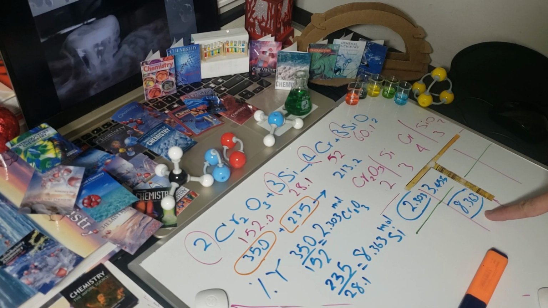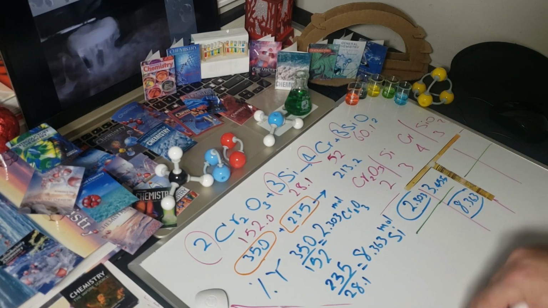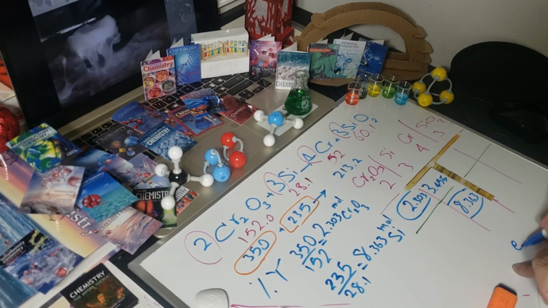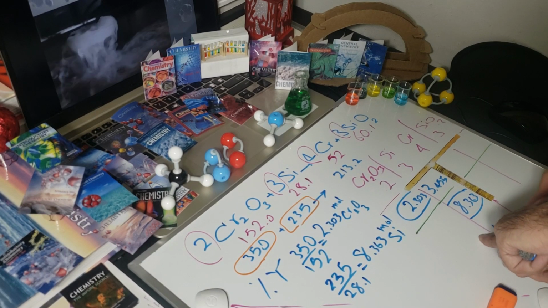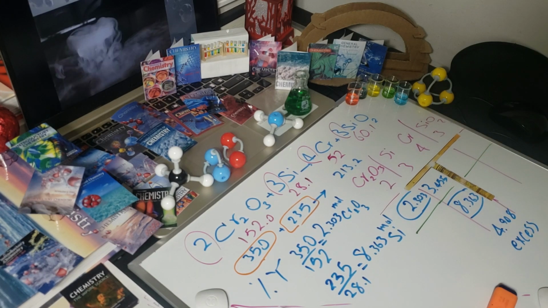I have 8.363, so I subtract, and this is going to be excess because I have more available. If I take this subtracted by that, it gives me 4.908 moles of excess silicon.